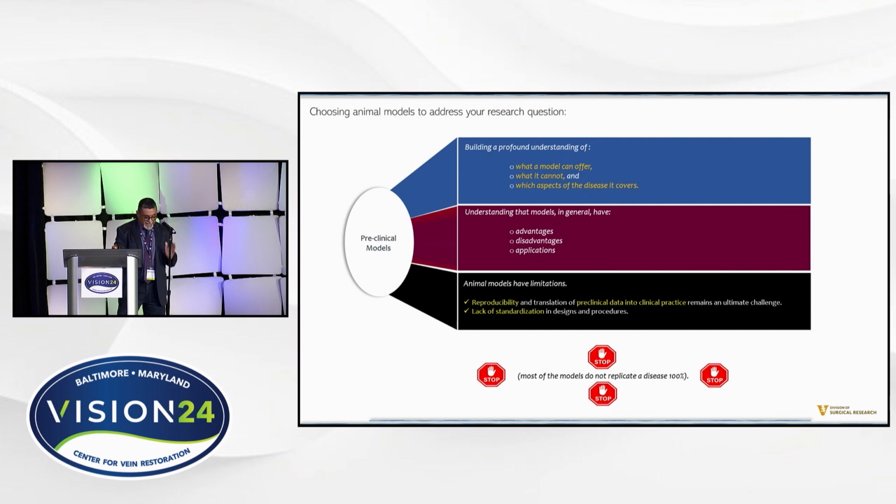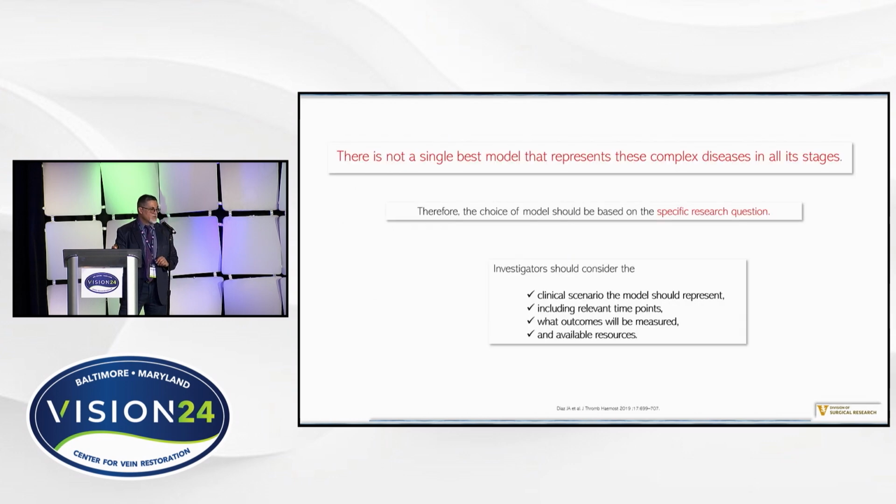When we talk about animal models, we also need to deeply understand what they can provide, but also the applicability of these models. These have advantages, disadvantages, applications, and limitations also. And we need to understand each of these points for each of the models that we have available when we have more than one animal model to study one disease. Most of the models do not replicate a disease 100%.